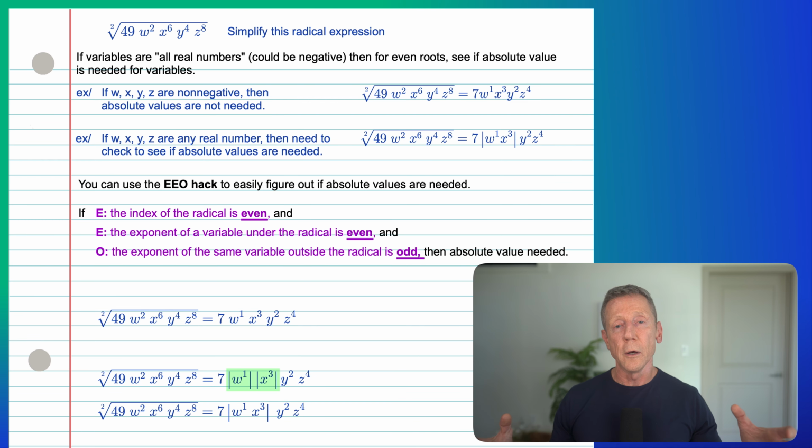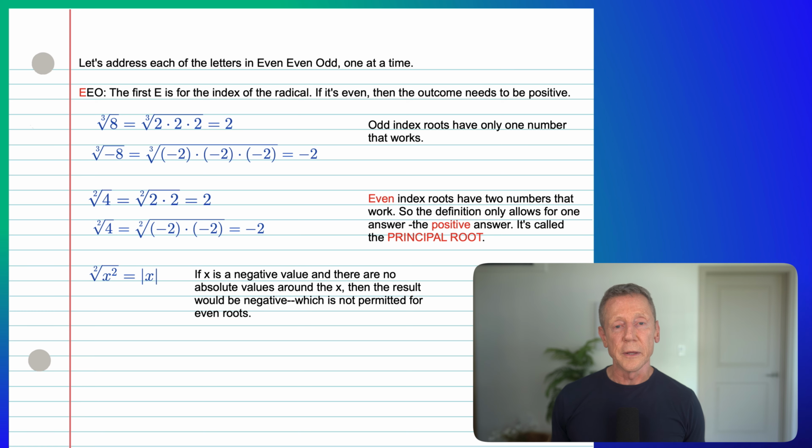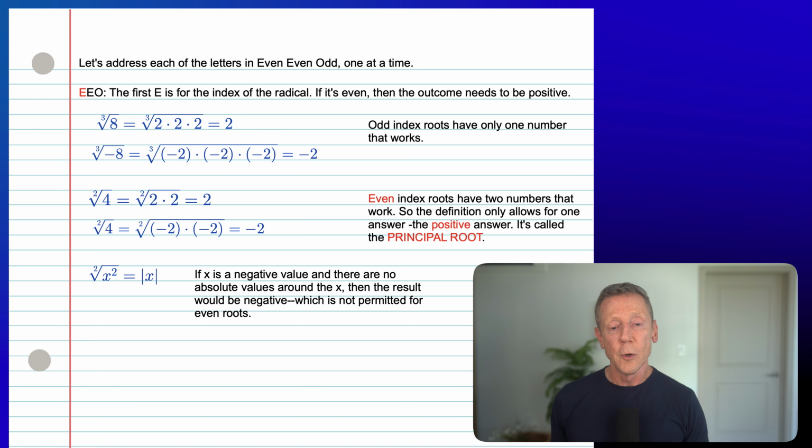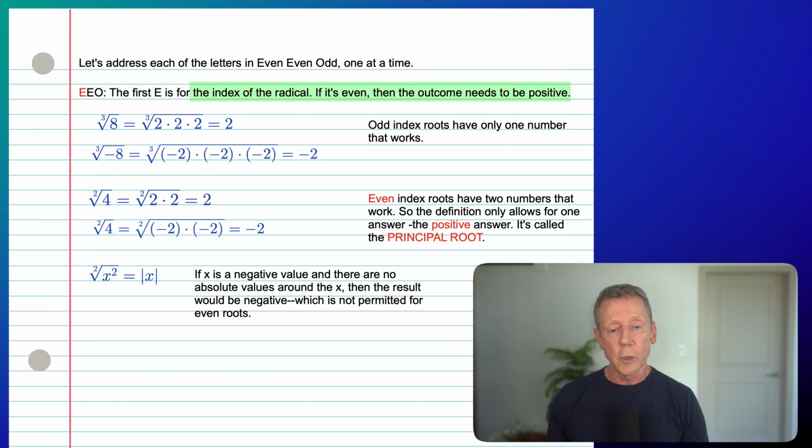When you have a product of absolute values, you can just put them all together and put the product in one set of absolute value bars. Now let's address each of the letters in the hack one at a time. We have E, E, O. The first E is the index of the radical. And when that index is even, the outcome of that radical must be positive.